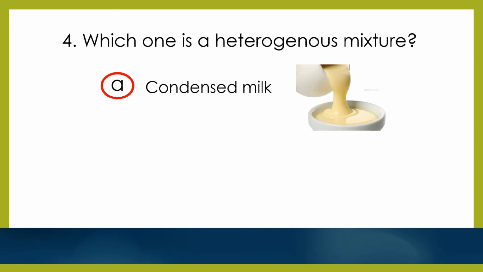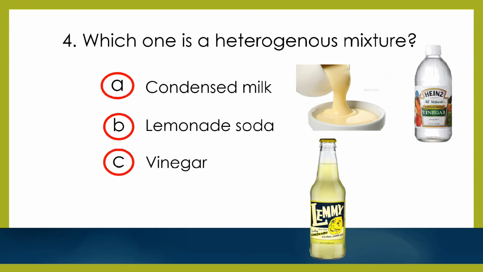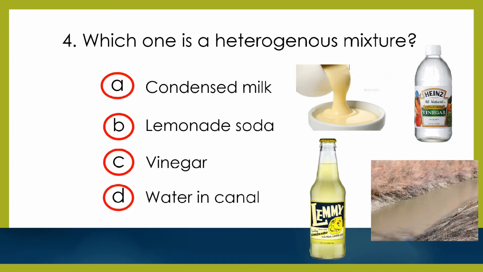Letter A, condensed milk. B, lemonade soda. Letter C, vinegar. Letter D, water in canal. Again, which is a heterogeneous mixture? When we say hetero, meaning they are not uniform, they are not in the same color. So which is which? You may now write your answer in your paper.